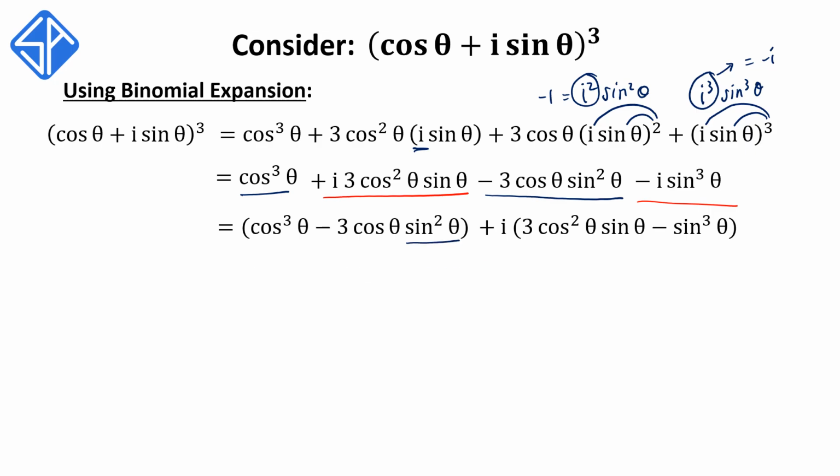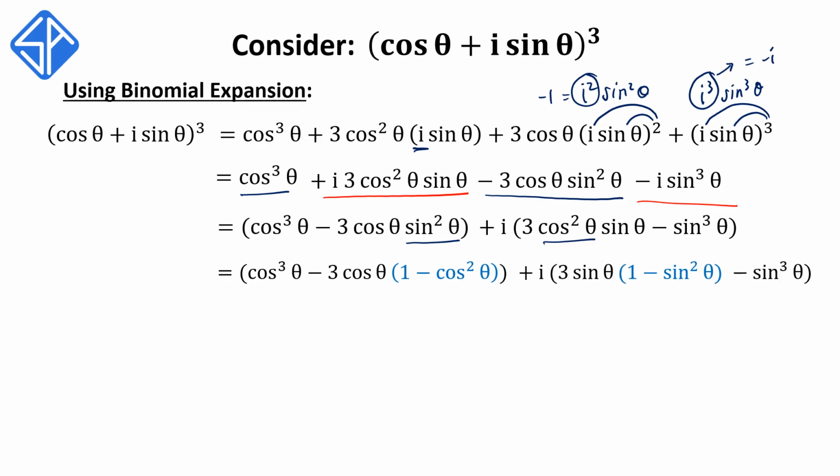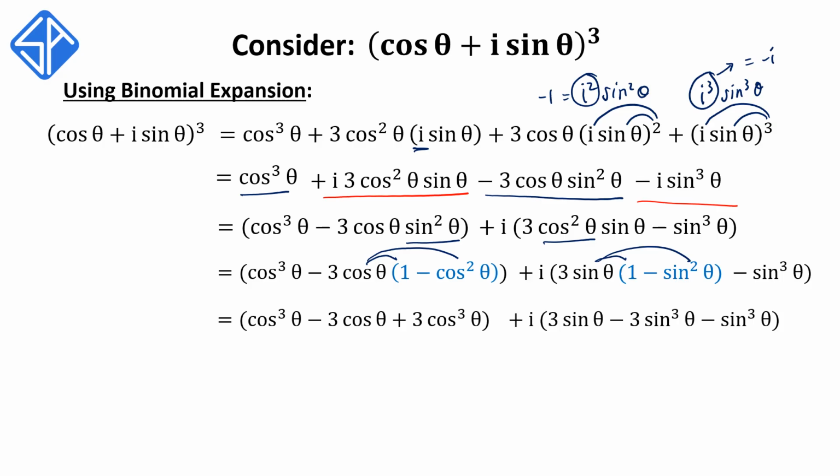So remember, sine squared theta is equal to 1 minus cos squared theta, and cos squared theta is equal to 1 minus sine squared theta. We're then going to expand out this expression for both brackets, and our next line becomes cos cubed theta minus 3 cos theta plus 3 cos cubed theta. And the imaginary part is 3 sine theta minus 3 sine cubed theta minus sine cubed theta.